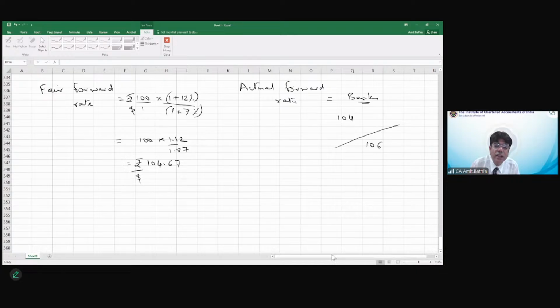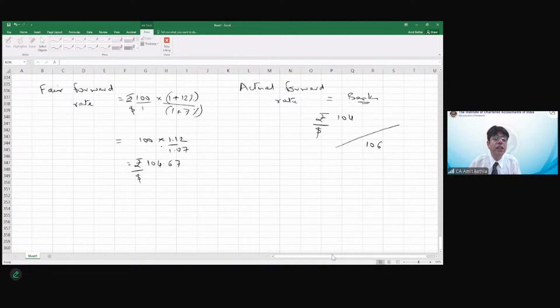As long as the fair forward rate and the actual forward rate are different, there is an arbitrage opportunity. Can you tell me what arbitrage opportunity is available when the rate is 104? The fair forward rate is 104.67, while the actual forward rate quoted by the bank is 104. So the bank is essentially quoting the dollar one year later at a discount. Am I right? So what could be my strategy in that case? Which currency should I buy and which currency should I sell? What will be my arbitrage strategy over here?